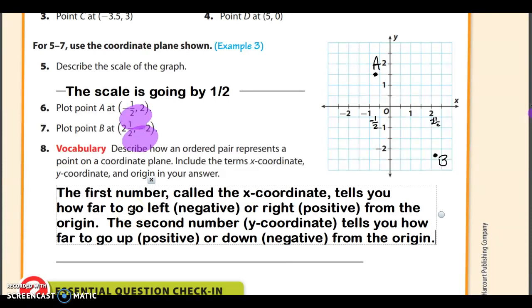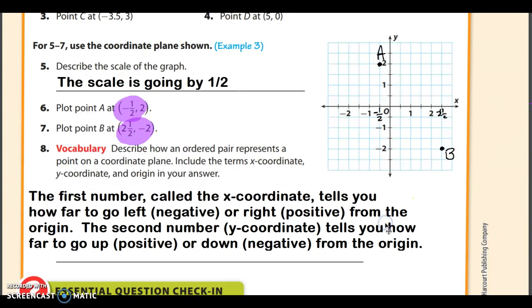I'm going to read that one more time. I'm going to actually read the question and the answer, and I'm going to point out to you how it meets all the criteria. Because first of all, it tells us what to do, which is kind of the point. The question reads, describe how an ordered pair represents a point on a coordinate plane. Include the terms x-coordinate, y-coordinate, and origin in your answer. The first number, called the x-coordinate, tells you how far to go left, negative, or right, positive, from the origin. The second number, y-coordinate, tells you how far to go up if it's positive, or down if it's negative, from the origin. I think that's a pretty complete answer, and I think it answers the question.